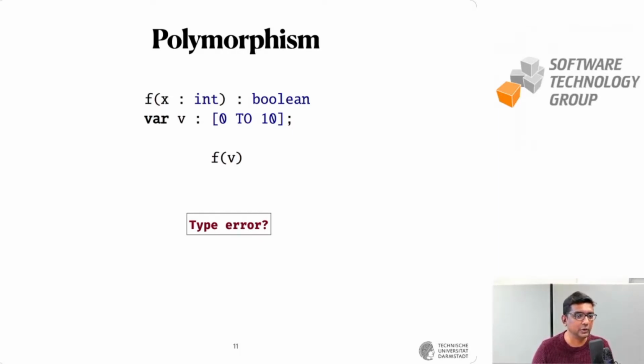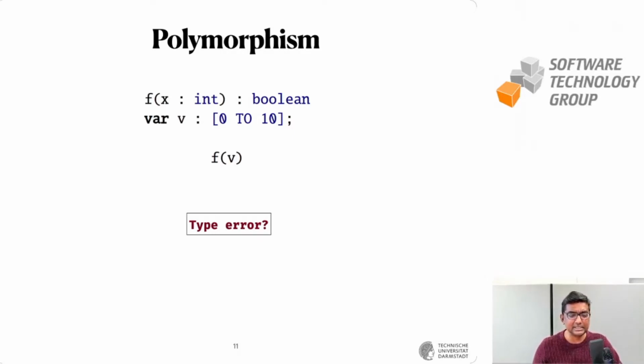And then you have a variable v, which is of type subrange integers, meaning this value v can contain only numbers from 0 to 10. Now, if I call f of v, should it type check or throw a type error? Well, you can say that any variable of subrange type 0 to 10 should be able to perform the same computations as what you would be able to perform on an integer.